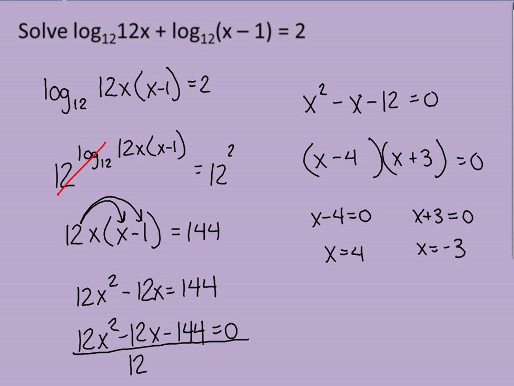But we need to make sure when we plug this back in that these will work. So if I do the log base 12 of 4 minus 1 in this part right here, 4 minus 1 is 3. I can take a log of a positive number. But if I were to plug in negative 3 minus 1 is negative 4, and you cannot take a log of a negative number. So that is an extraneous solution. So the only answer is x is equal to 4.